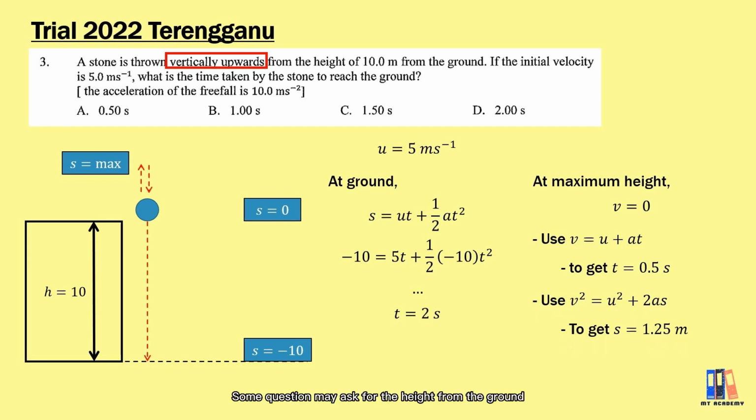Some questions may ask for the height from the ground. So you just need to add the height of the building, which is 10 meters, and you can obtain the maximum height from the ground is equal to 11.25 meters.